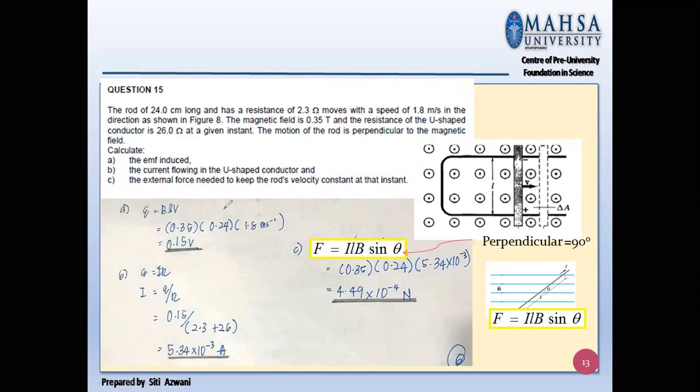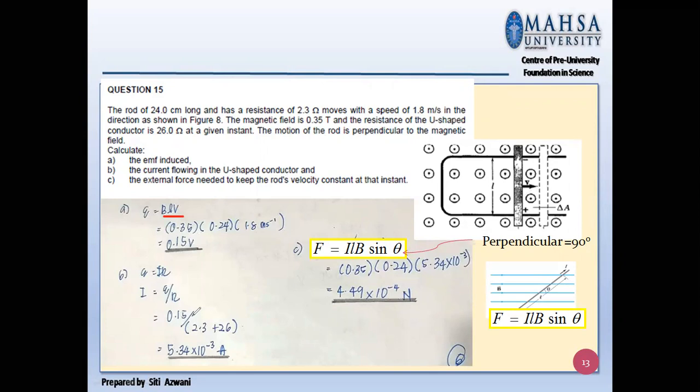For the induced EMF, you need to apply the formula E equals BLV. B is the magnetic field value, L is the length of your conductor, and V is the velocity of your straight conductor. Solving, we get the induced EMF of 0.15 volt. Next, the induced current flowing in the U-shaped conductor: I equals E divided by R, where E is the induced EMF, 0.15.